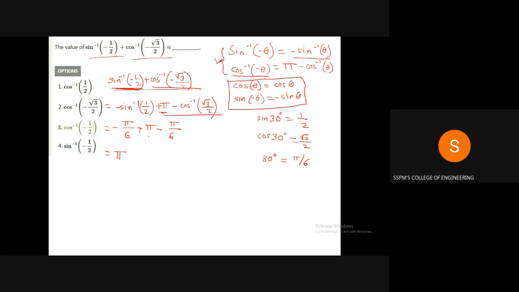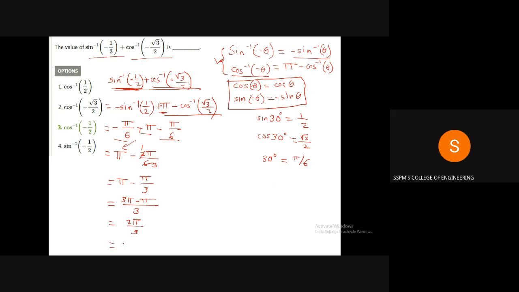So we can write pi, and minus pi by 6 minus pi by 6 is minus 2 pi by 6. 2 ones are 2, 2 threes are 6. Therefore, we can write pi minus pi by 3, which is equal to 3 pi minus pi divided by 3, which is equal to 2 pi by 3.